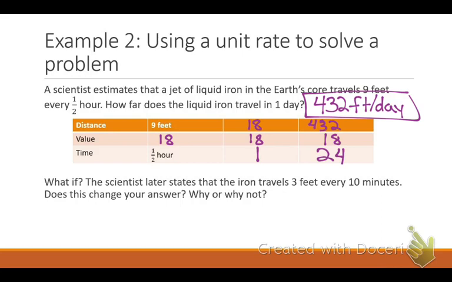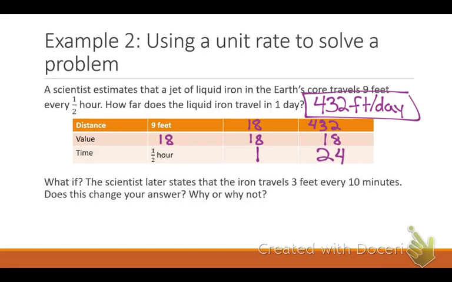Now read this next question. Please don't blurt out the answer. I want everybody thinking about this question. What if the scientist comes back and states that iron travels 3 feet every 10 minutes? Don't answer it out loud. Does this change your answer of 432 feet per day? Think about it, and we'll answer in just a sec.